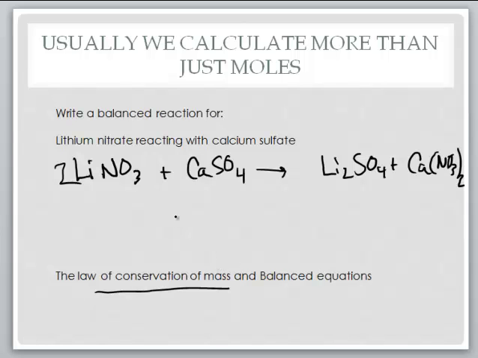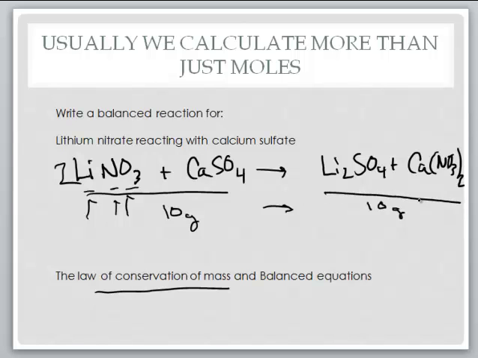The law says that whatever we start with in terms of reactants, we have to have that in terms of products. So, say for example we had 10 grams total reactants. When everything is said and done, we have to have 10 grams of products. That should make sense because each element has a mass. We know that lithium is 7, nitrogen is 14, oxygen is 16. So to keep the masses balanced on the reactants and products side, we've got to make sure we have the same number of atoms on each side of the reaction.